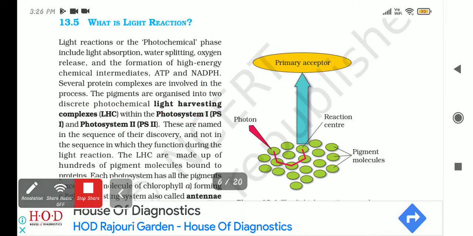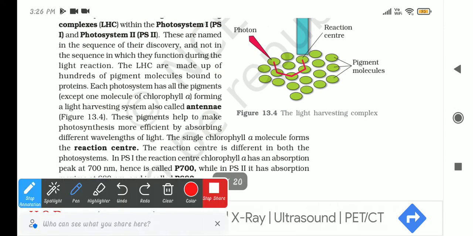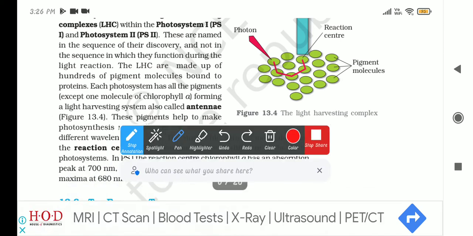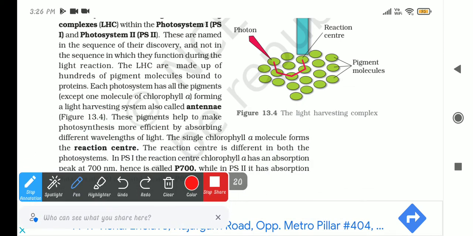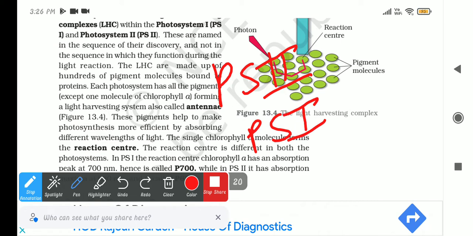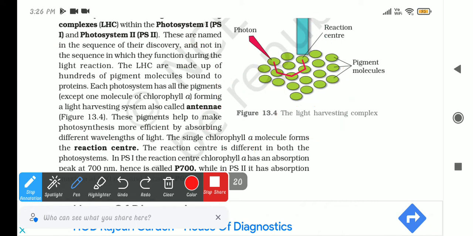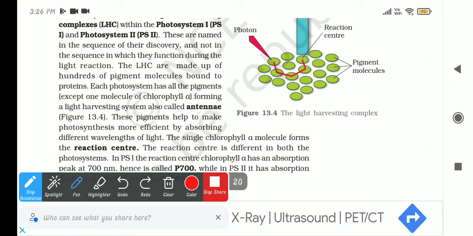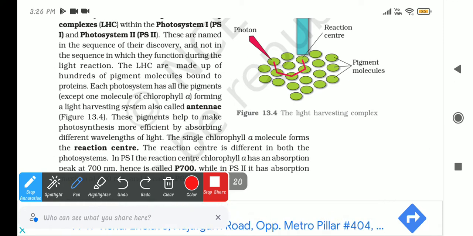These are named on the basis of their discovery. It's not that you should think PS1 will act first and then PS2. No, PS2 happens first, then PS1 takes place. It is written first because PS1 was discovered first, but that doesn't mean it acts first. PS2 will act first. These are named in the sequence of their discovery, not in the sequence of function during the light reaction.